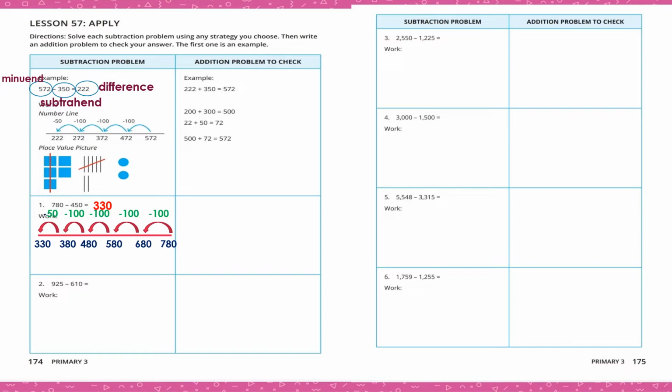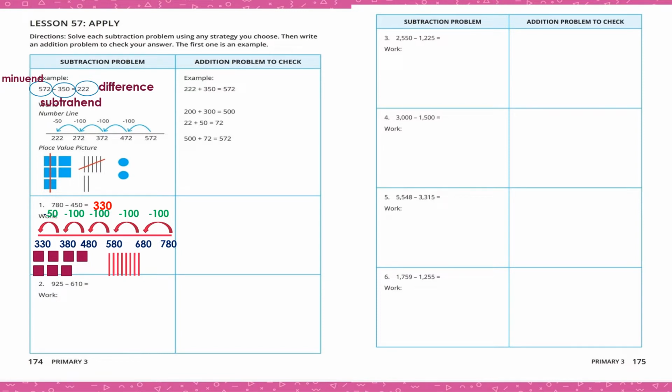Also, you can use the place value picture. Okay, 780, let's make it 700. It means 7 big squares. 8 in tens or 80, it means 8 sticks. 0 in ones, so I don't make anything in the ones. We wanted to cancel 450.